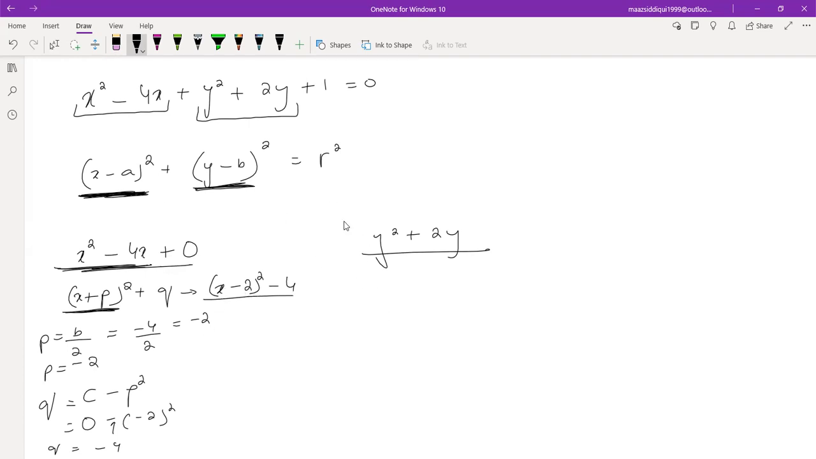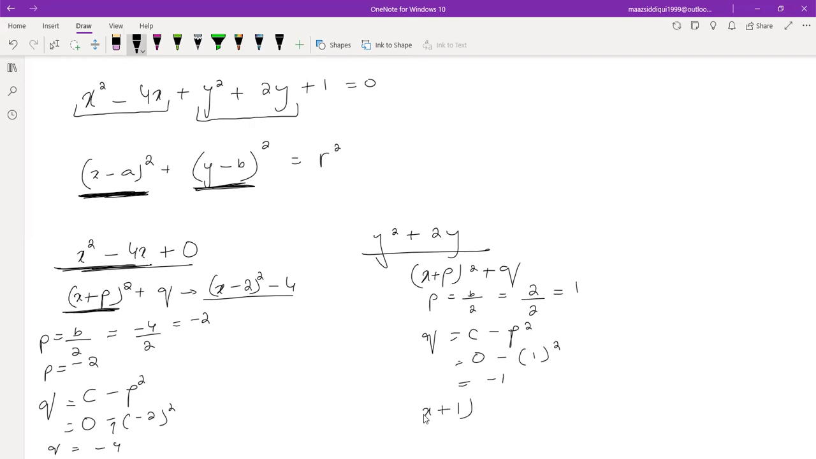Similarly, for the next part, we'll do the exact same thing. We have to figure out y plus p whole square plus q. So p is equals to b over 2. What is b in this scenario? It's 2. 2 divided by 2 is 1. And to work out q, we'll say c minus p squared. c is again 0 because there is no constant given. So 0 minus, what is our p? It's 1 squared. So it's minus 1. So for this part, it is y plus 1 whole square, and our q is minus 1.